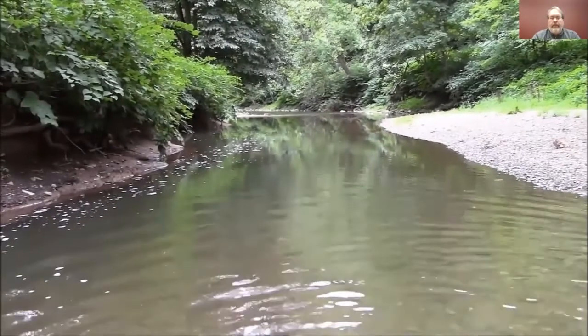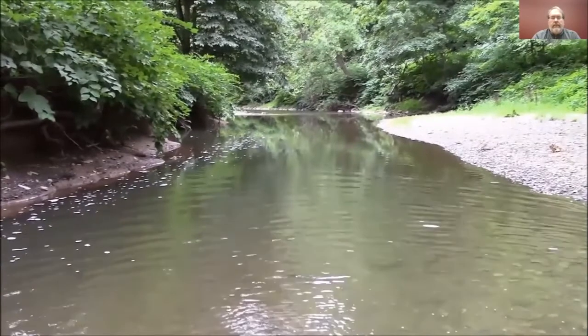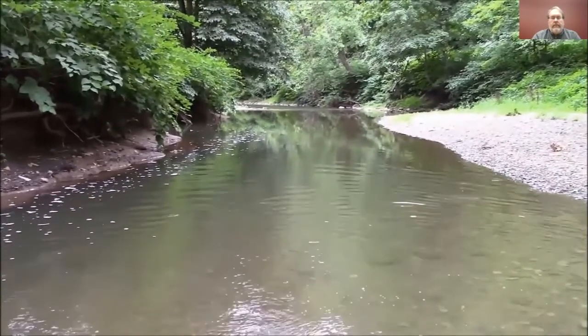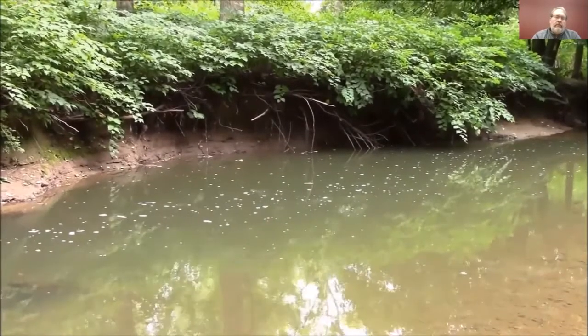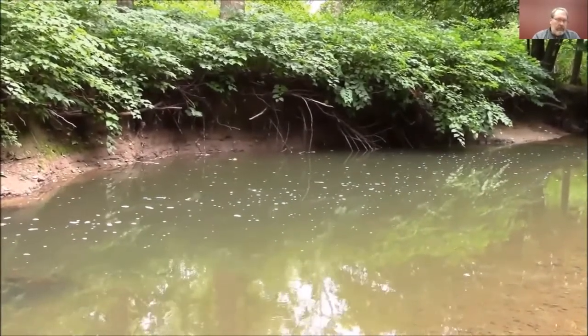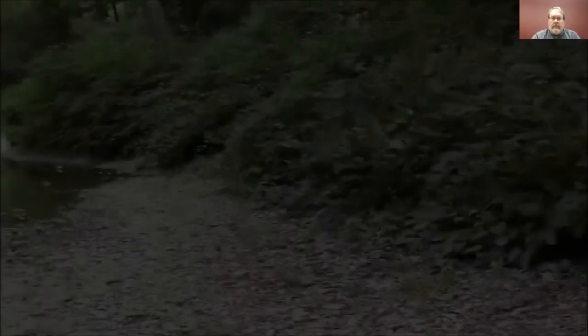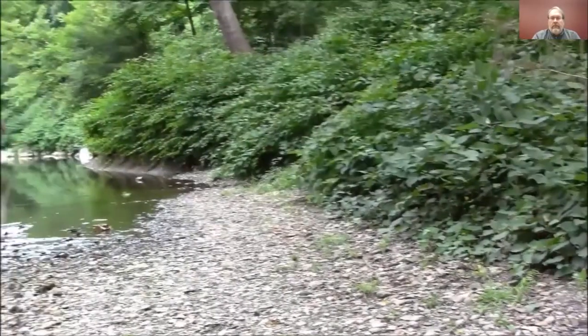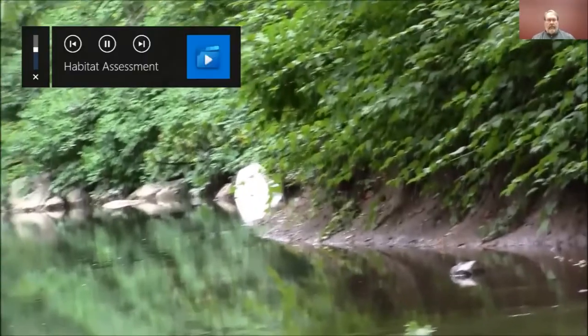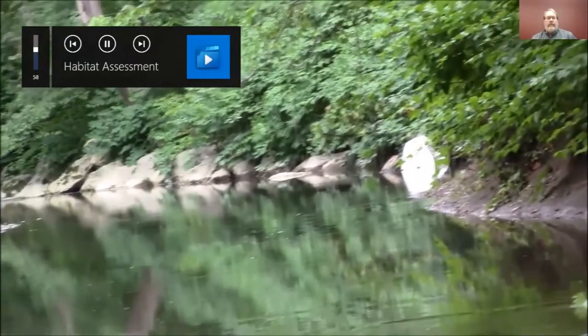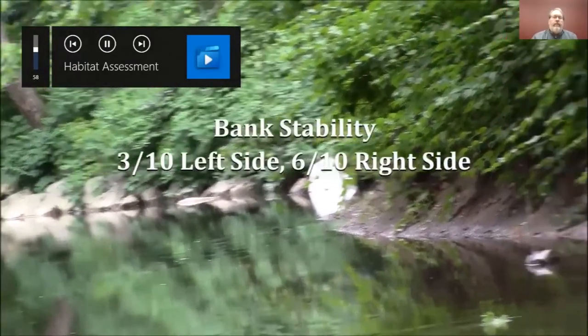The woodland stream has experienced some significant bank erosion, particularly on the left side. The left stream bank shows clear signs of erosion, as the steep cutoff and exposed dirt shows. The right side, however, has a gradual slope up and into the riparian zone while still showing some signs of erosion. Verdict, marginal, suboptimal, 6 out of 10 on the right side.